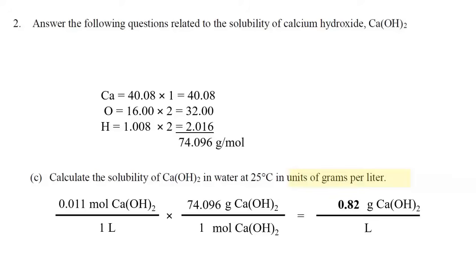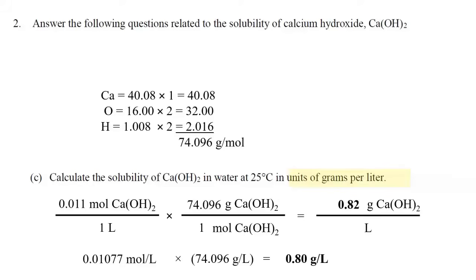Now, if I had taken a little bit more precision with my answer to part B, in other words, if I had taken on my calculator a longer, less rounded version of that number for the solubility of calcium hydroxide, for example, 0.01077 moles per liter, if I multiply this value by the molar mass of calcium hydroxide, I get a slightly different answer.